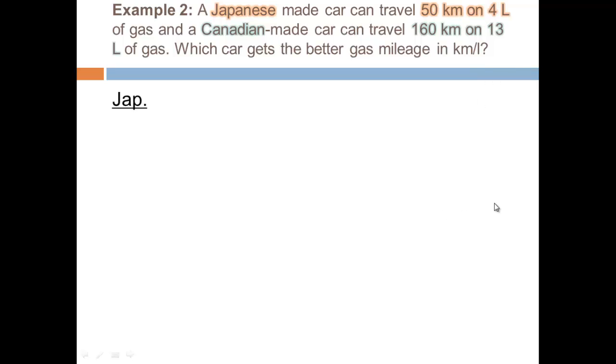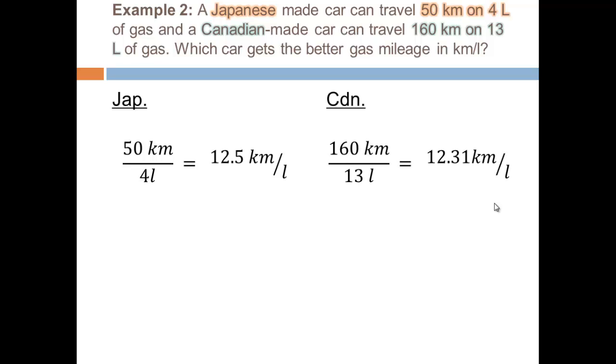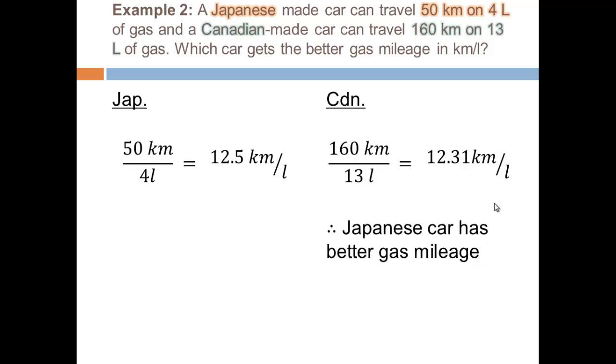So let's first look at the Japanese car. We take the distance, kilometers, divided by the amount of liters, and we get 12.5 kilometers per liter. We do the exact same thing with the Canadian car. We take 160 kilometers, divide it by our 13 liters, and we get 12.31 kilometers per liter. But to answer this question, we must make a quick statement, something like, therefore, the Japanese car has better gas mileage.